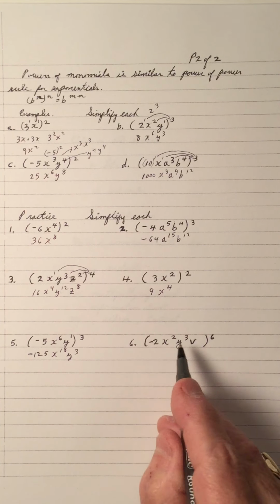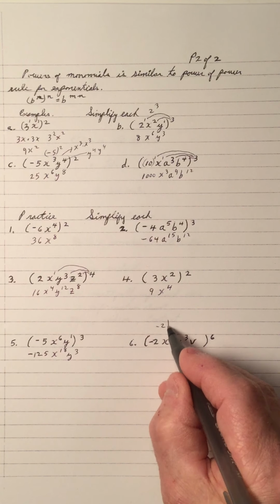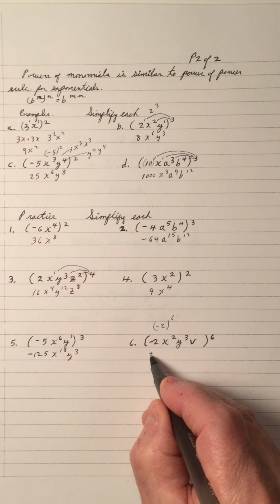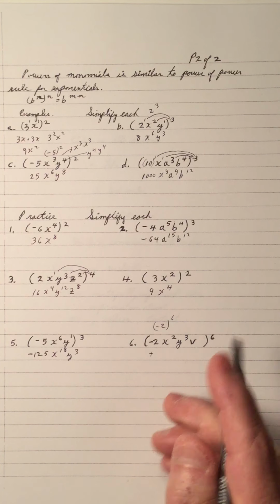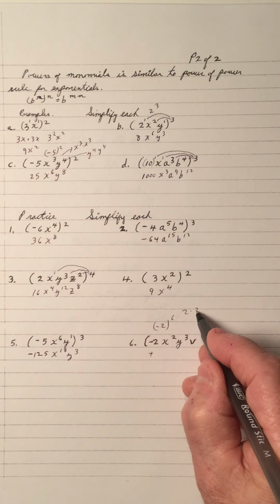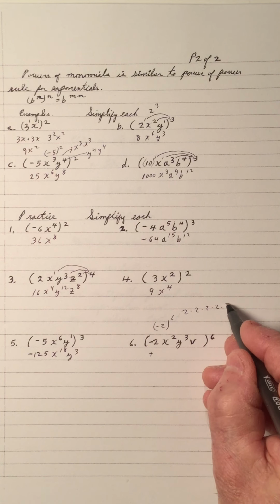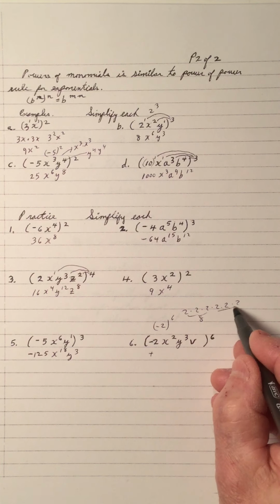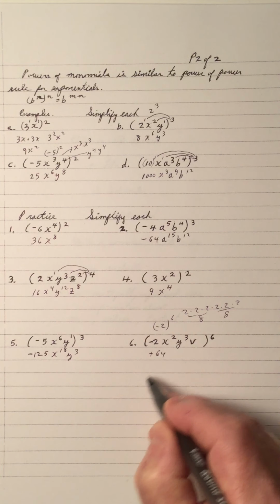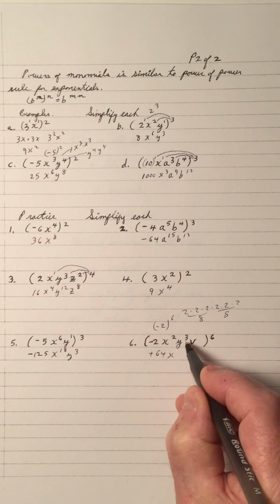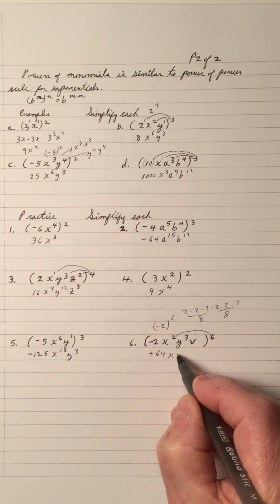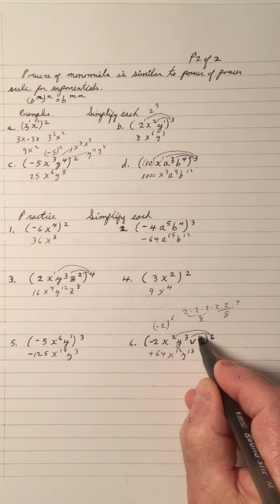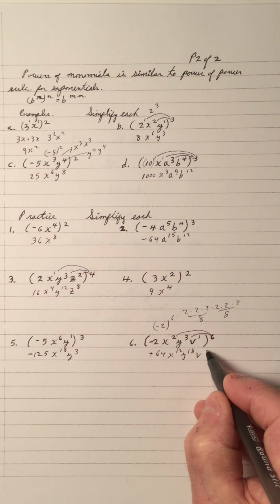And number 6, we have a negative 2 to the 6th power. So that's even, so it's going to be positive. And 2 times 2, so you can use your calculator. Do that. That's a 4. That's an 8. And that's an 8, so that's a 64. And you get x to the 6 times 2 is 12. 6 times 3 is 18. It's a 1, so it's v to the 6.